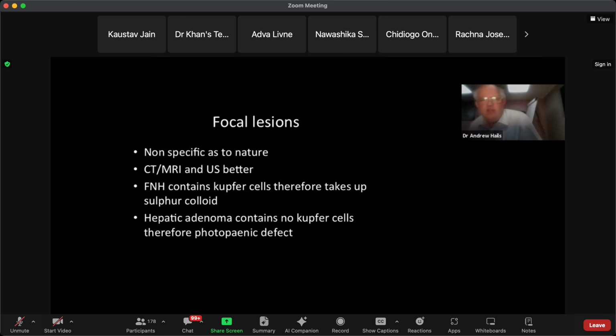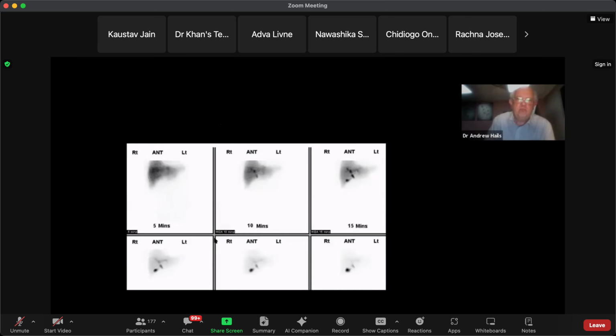You can use it for focal lesions. It's not really done these days, but one thing, it does contain Kupffer cells. Therefore, if you have focal nodular hyperplasia, it would take up the sulfur colloid. Where you've had a hepatic adenoma, it wouldn't take it up.